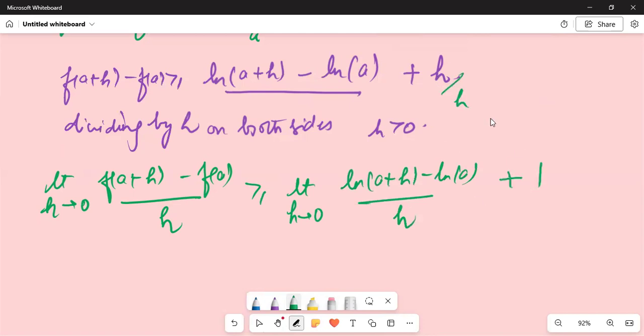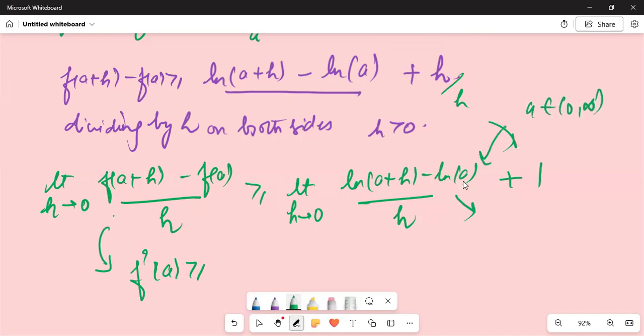When you divide this by h, it just becomes 1. So when we divide it by h on both sides and then we apply the limit, in the left hand side you're getting f prime a, and in the right hand side you're just getting the derivative of natural log at the point a. And since a is in 0 to infinity only, it is very much valid. a is also lying in the domain of our natural logarithm function.